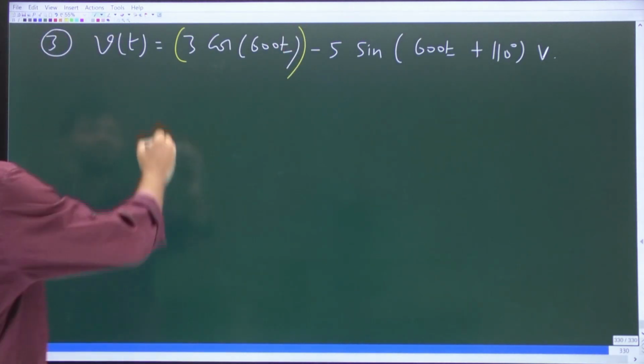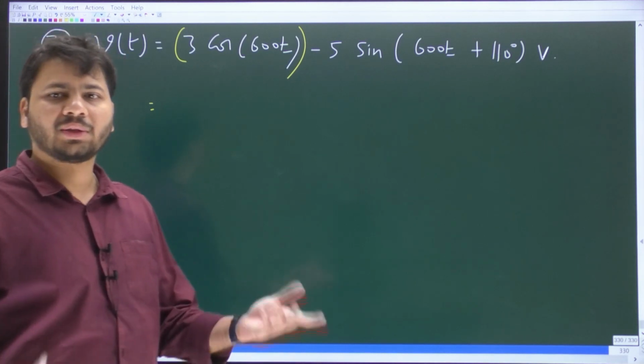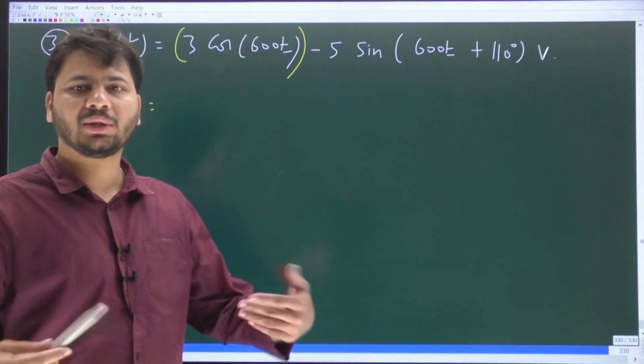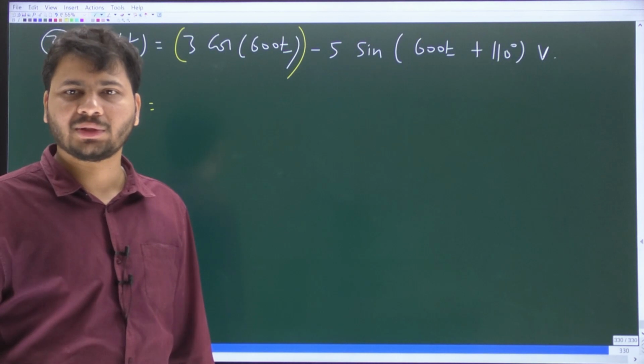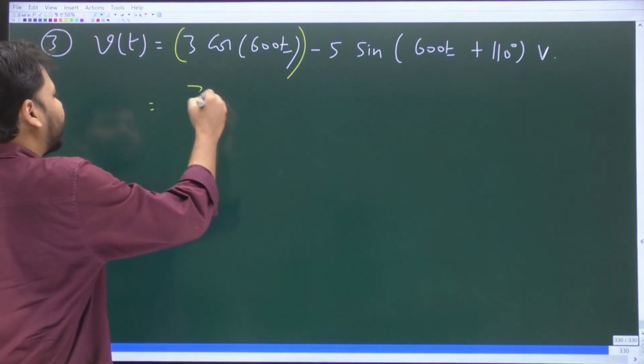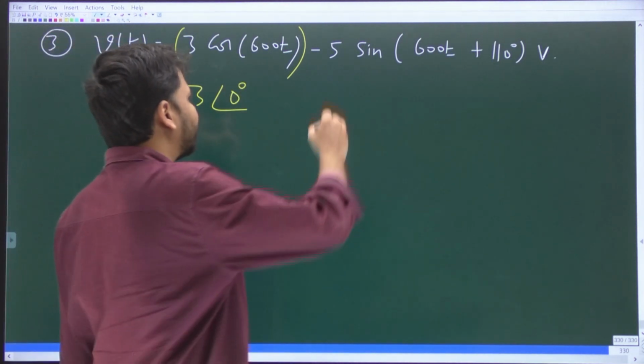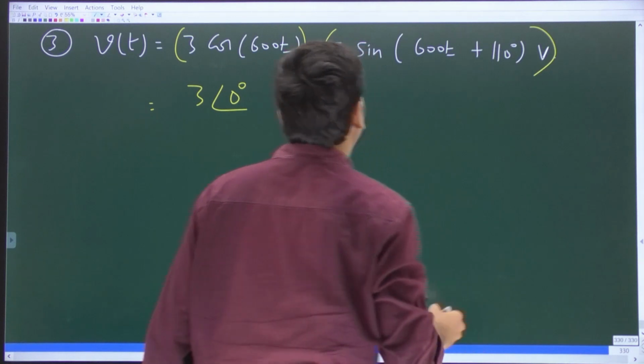3 cos 600t plus 0 degrees. For 3 cos 600t plus 0 degrees, what is the phasor representation? Is it not simply 3 at an angle 0 degrees? Yes. So for this, it is 3 angle 0 degrees. And then we have this.